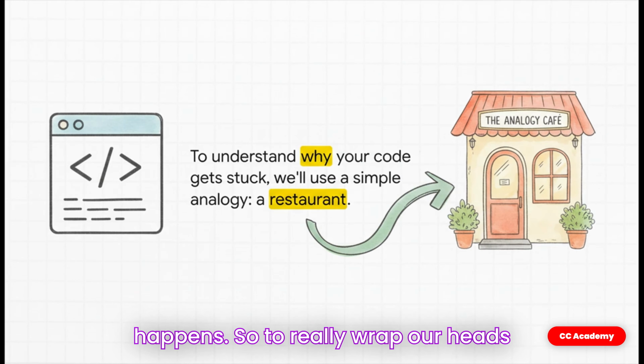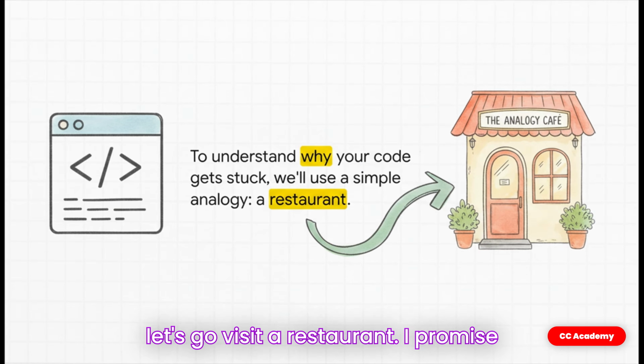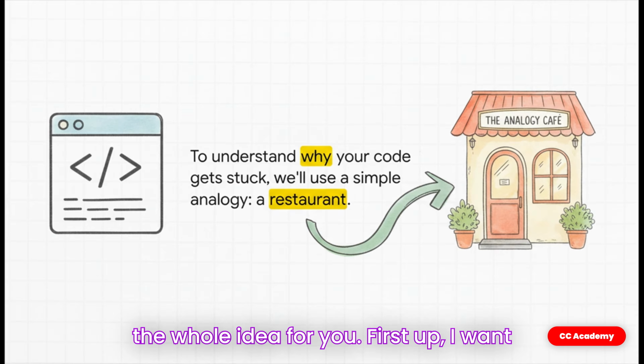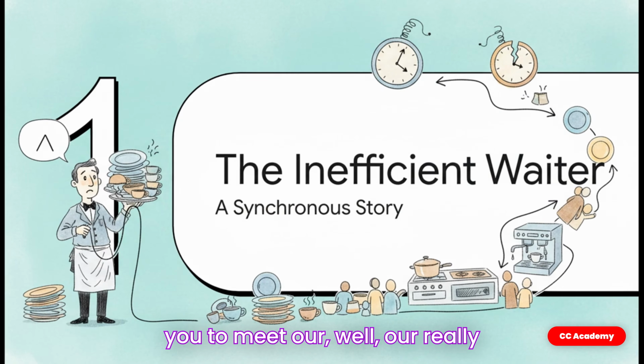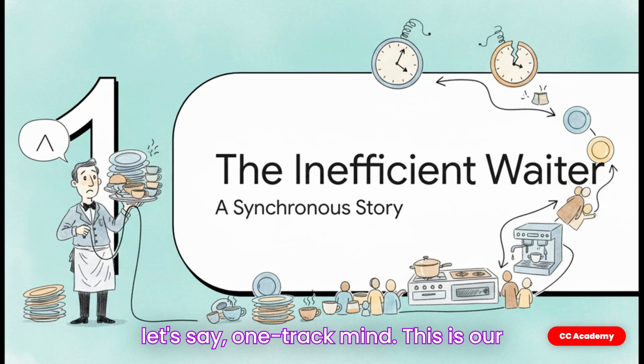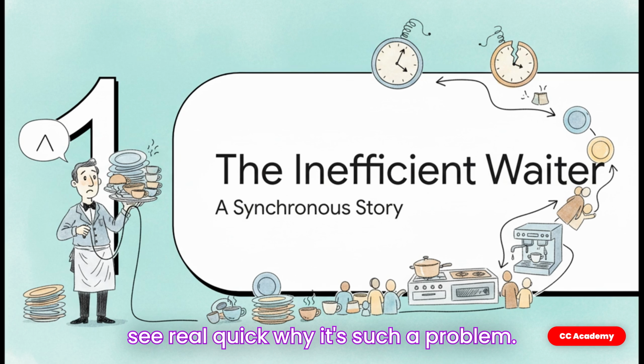So to really wrap our heads around this, we're going to step away from the code for just a minute. Come on, let's go visit a restaurant. I promise this little analogy is going to unlock the whole idea for you. First up, I want you to meet our really inefficient waiter. This guy has a very, let's say, one-track mind. This is our synchronous story, and you're going to see real quick why it's such a problem.